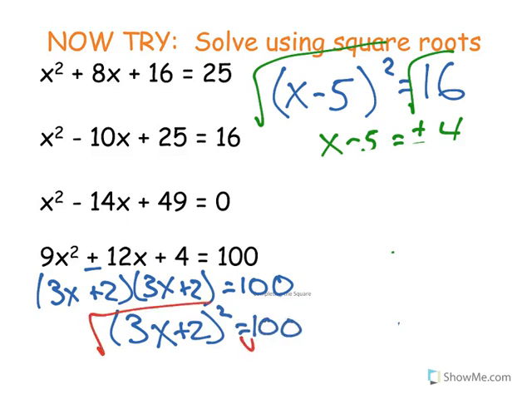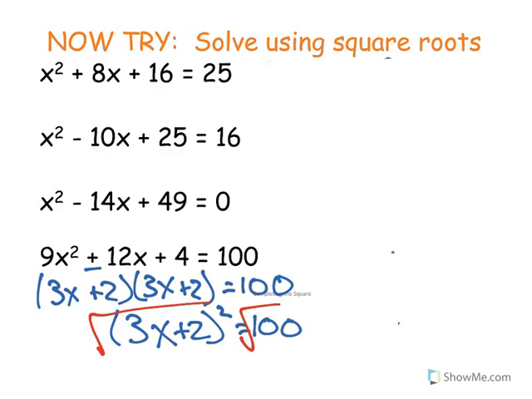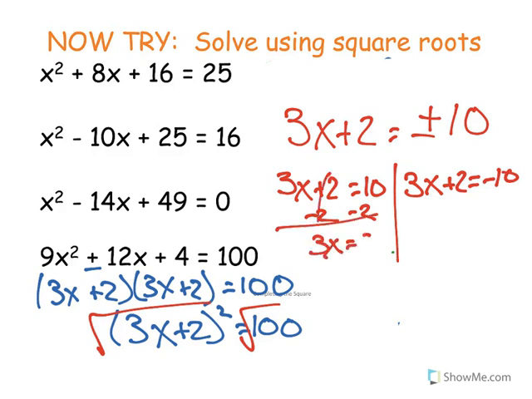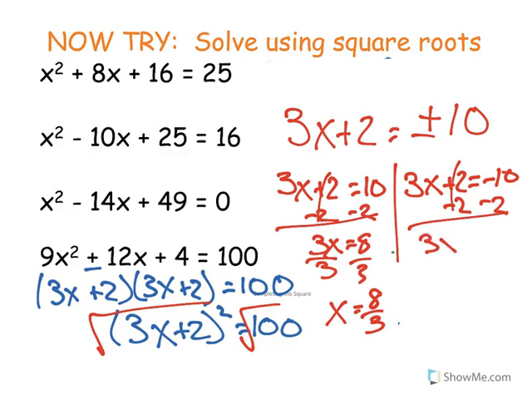I'm going to take the square root of both sides, right, which is going to give me 3x plus 2 equals plus or minus 10. So I get 3x plus 2 equals 10. I get 3x plus 2 equals negative 10. So I get 3x equals 8. So one of my roots is x equals 8/3. And I get 3x is equal to negative 12. So one of my roots is going to be negative 4.